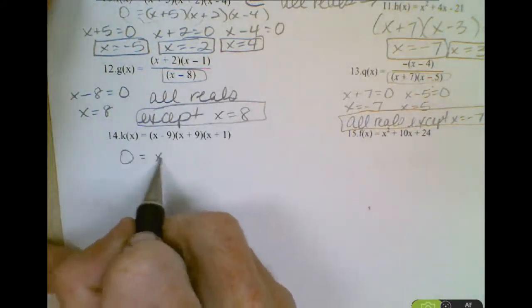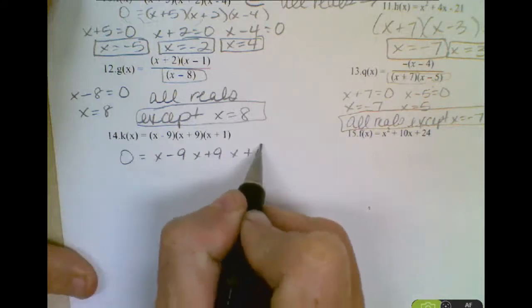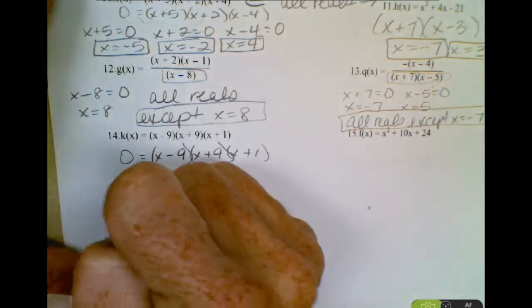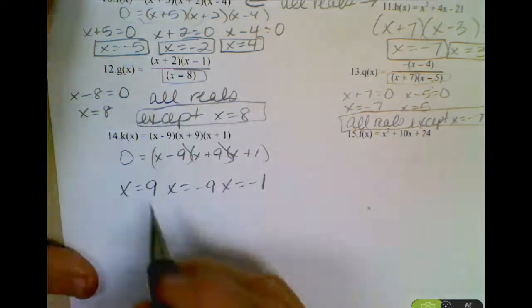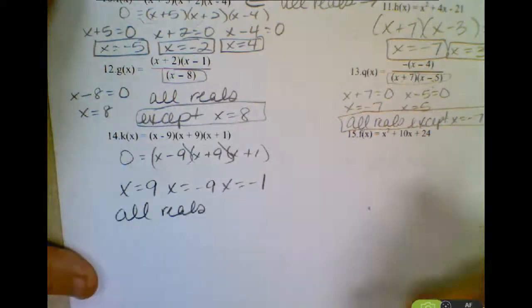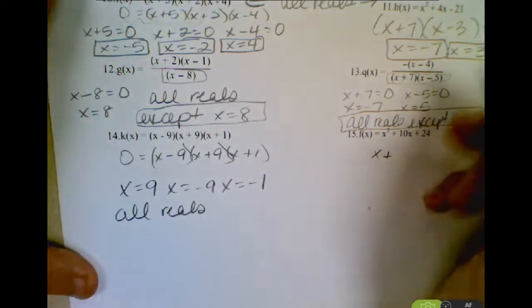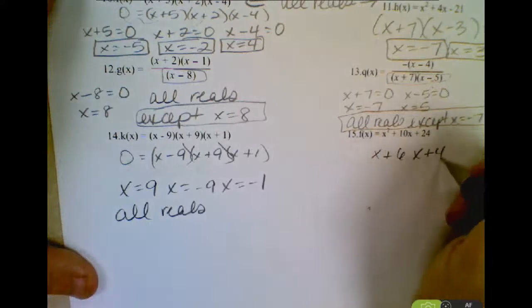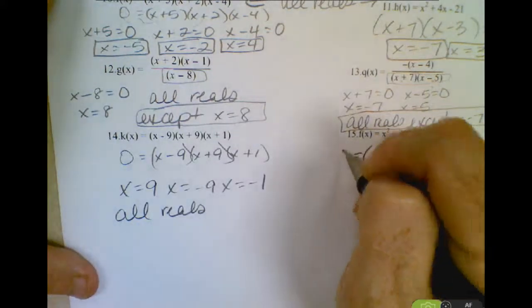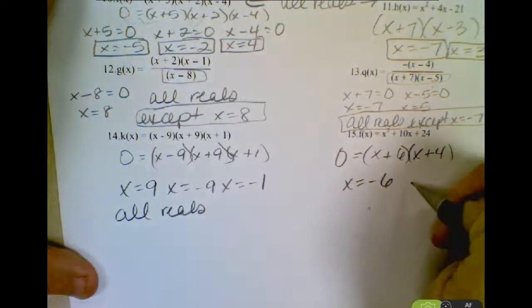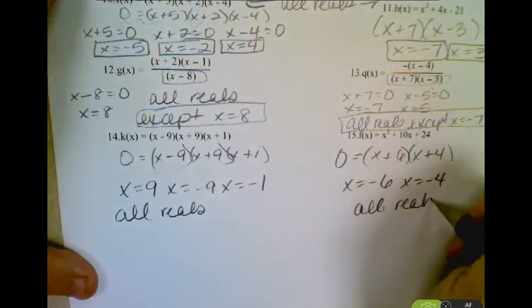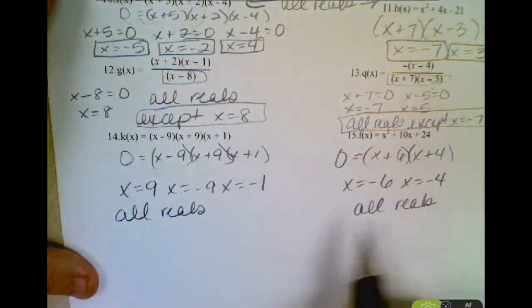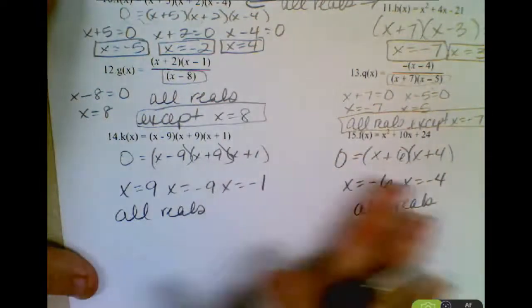Okay, so again, we're setting these equal to 0. And so our solutions would be x equals 9, x equals -9, and x equals -1, and it would be all reals. For number 15, you need to factor first. You would get x plus 6 and x plus 4. Set those equal to 0. So your solutions would be x equals -6, x equals -4, and your domain would be all reals. When we say all reals, it means that for every value for x, there is a value we can find for the function. Okay?